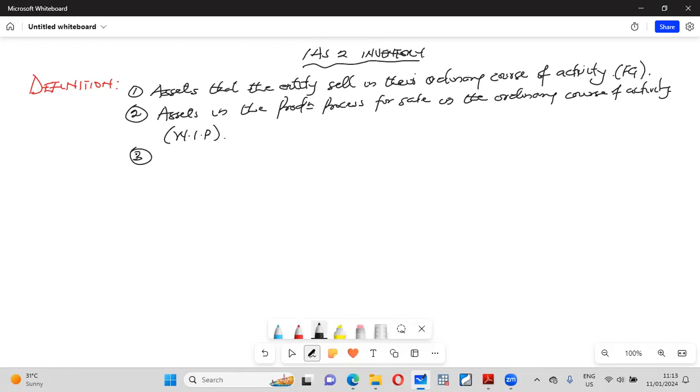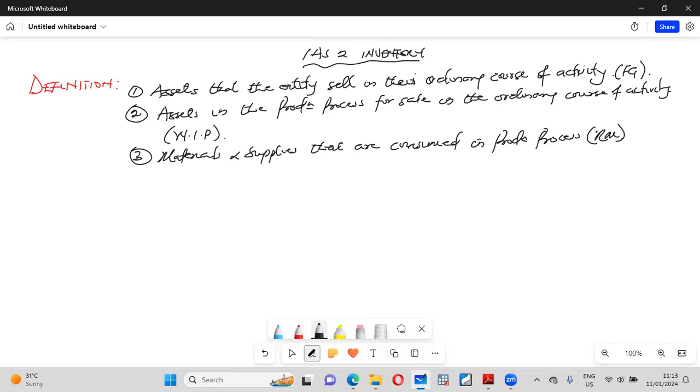Then we also talk about the materials and supplies that are consumed in the production process. And this we call what? Raw material. So all these things are inventory. Wherever you find them, they are inventory. All right. That is it.